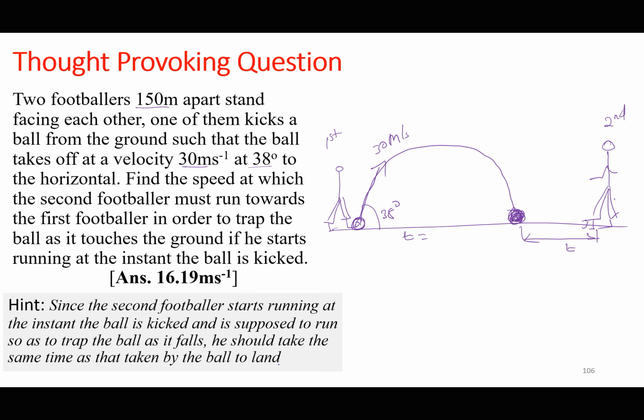So the only thing you need is to find the horizontal distance. Remember the distance between the two is 150 meters. So you just need to find the time for this. You find the horizontal distance here, and then subtract it from 150, so you get the distance the second footballer is supposed to run.